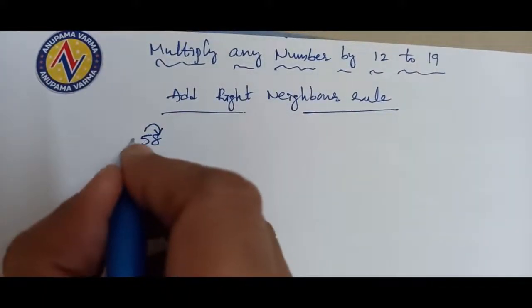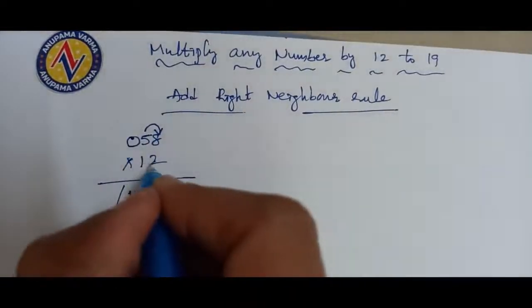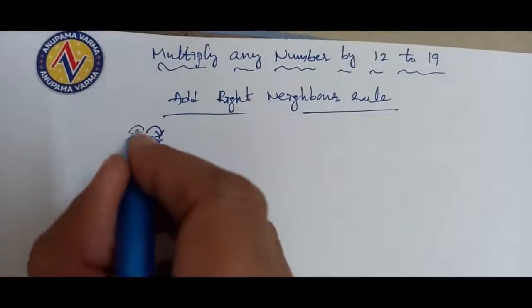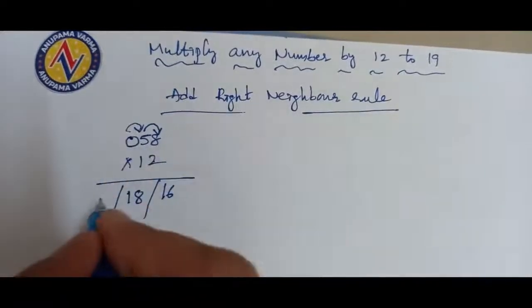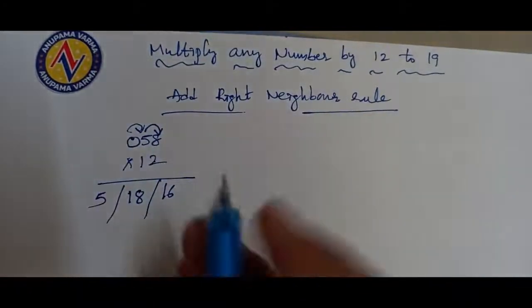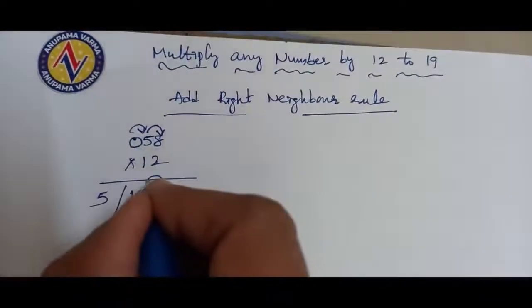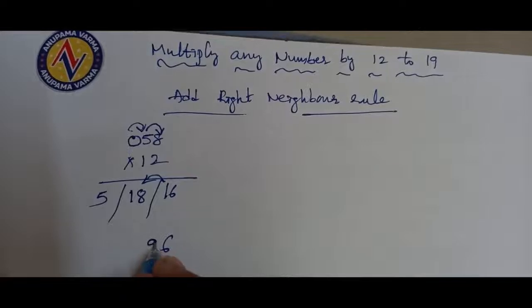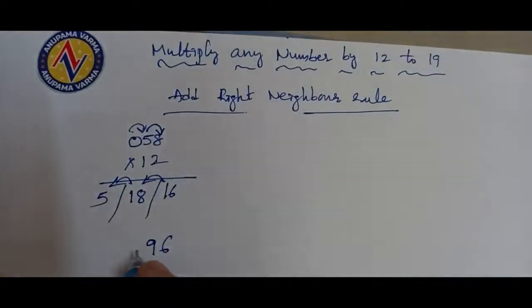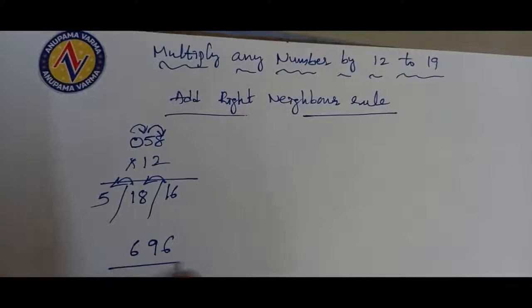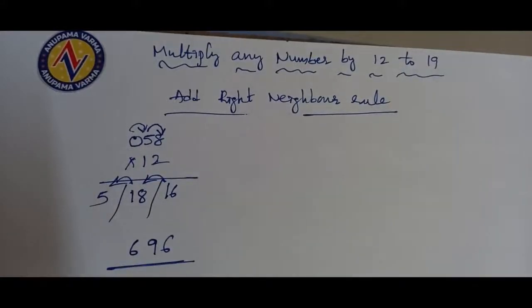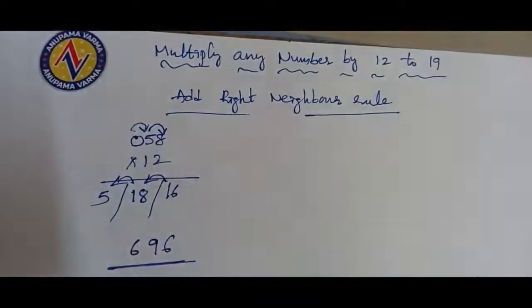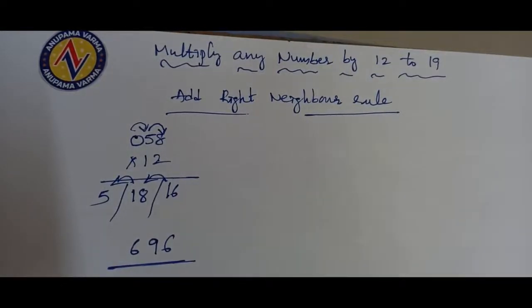To add this 5 we need to assume 0 here. 2 zeros are 0 plus 5. Add this 5. Then it becomes 5 only, no? Balance it 6. This 1 will be carried over here. 18 plus 1 is 19. So write 9 here, 1 carry over here. So 5 plus 1 becomes 6. So the answer is 696. So 58 into 12 is equal to how much? 696. So simple, no? Let's see one more example to get a clear picture.